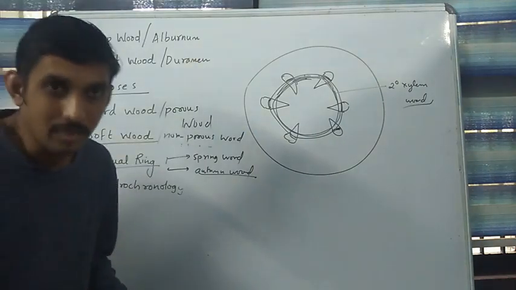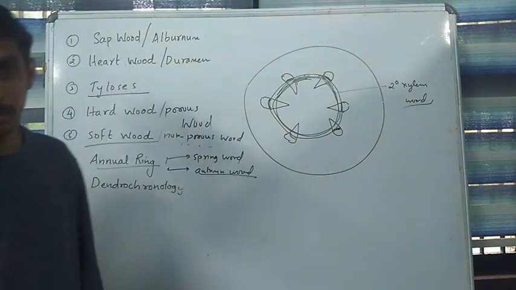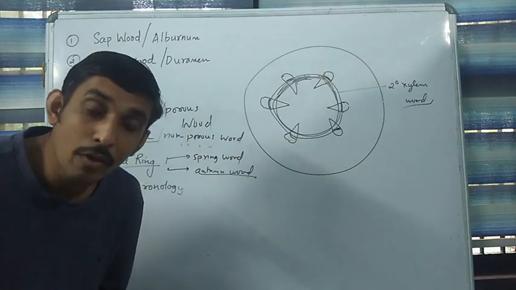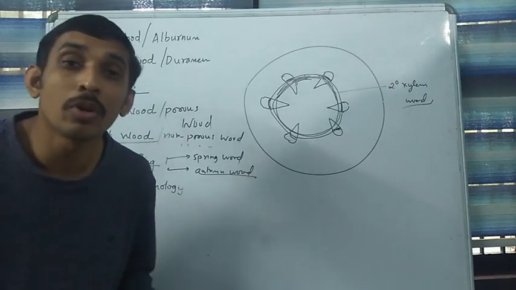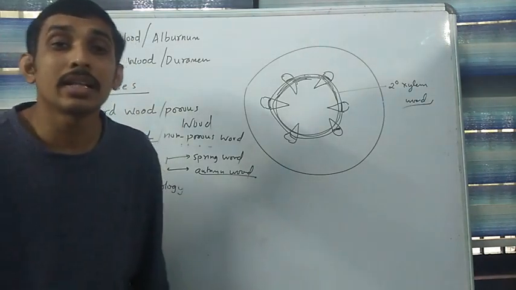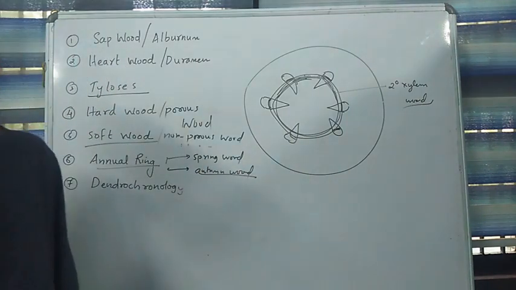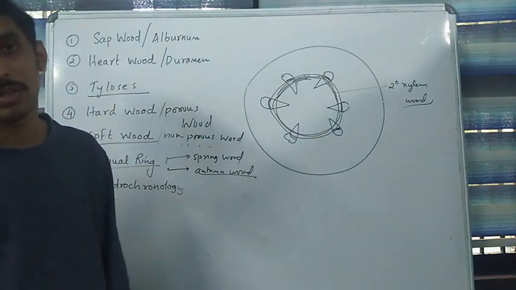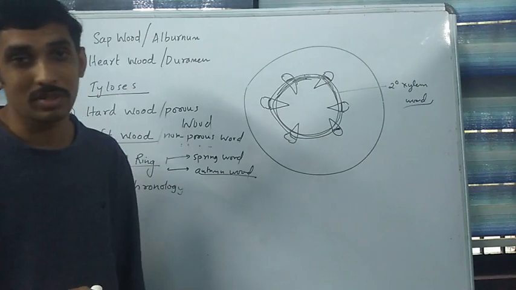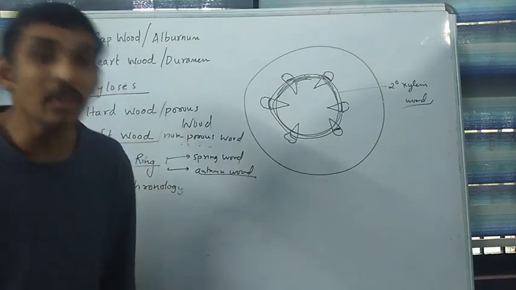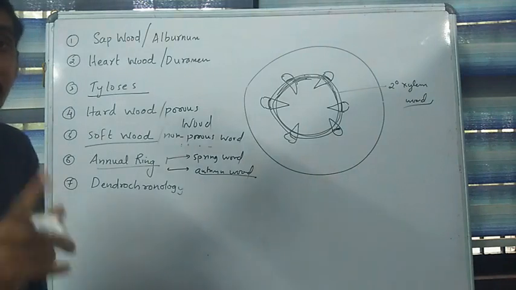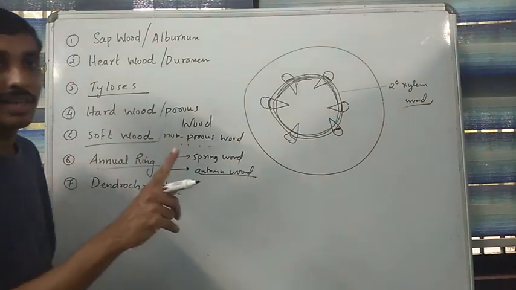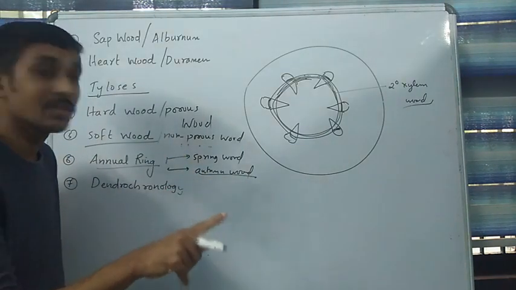Whereas during the spring season, the cambial ring is less active. It produces a small amount of secondary xylem with vessels having narrow lumen or narrow cavity. Such secondary xylem is called spring wood. So in one year, it produces spring wood and autumn wood. Spring wood and autumn wood are collectively called one annual ring. So in one year, we have one autumn season and one spring season.